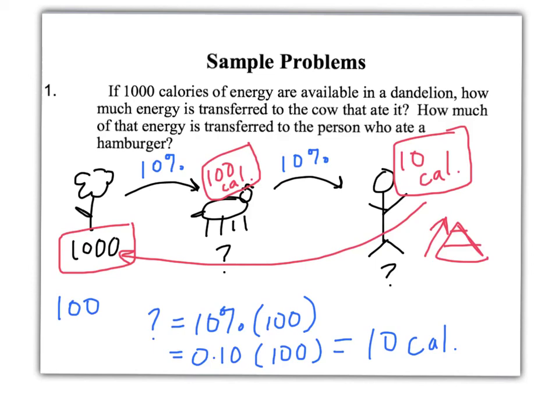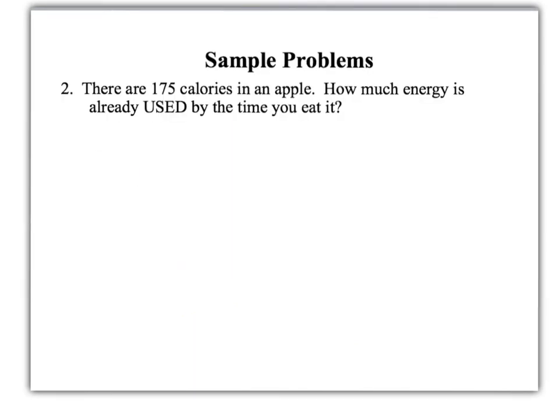Let's do one more problem. This one says there are 175 calories in an apple. Here's my apple. 175 calories. How much energy is already used by the time you eat it? Now this is different because this isn't asking how much energy you get from eating the apple. This is how much energy did the apple use before you got your energy from the apple. But in order to solve that, we still have to figure out 10% like we did in the last problem.